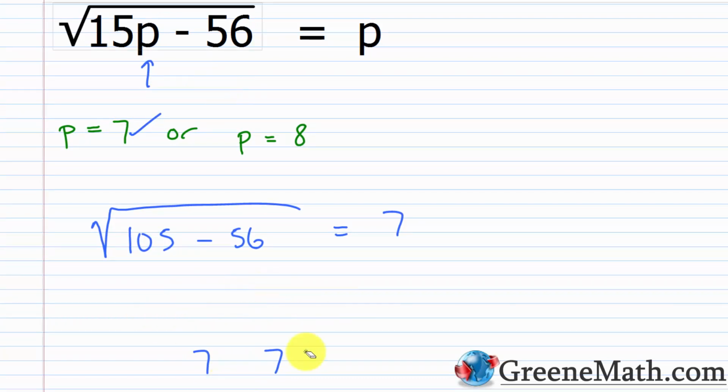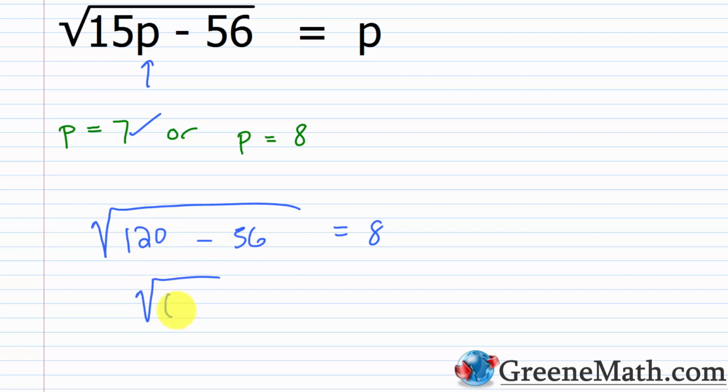For the next one, we have 8. Okay, so let's try that out. Now, this stays the same. And 15 times 8 now would give me 120. So if I do the square root of 120 minus 56, that's the square root of 64. 120 minus 56 is 64, so this would be the square root of 64 is equal to 8. And we know that's true, right? This would be 8 equals 8. So this is a valid solution as well. So here, p equals 7 or p equals 8.